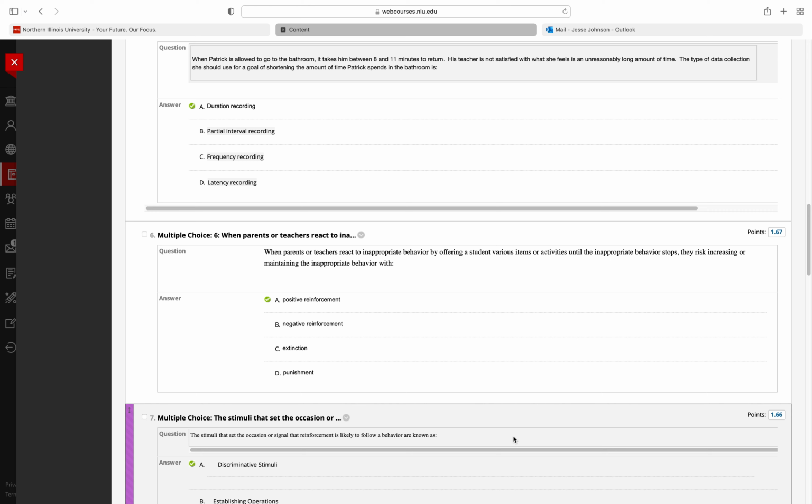This one is a little tricky, admittedly, because the behavior stops when the person gets what they wanted, and that's actually a post-reinforcement pause. Anytime you engage in a behavior to get something, when you get the item or the attention or whatever it was you were after, the behavior stops momentarily. But it's telling you that the risk is increasing or maintaining this behavior over time.